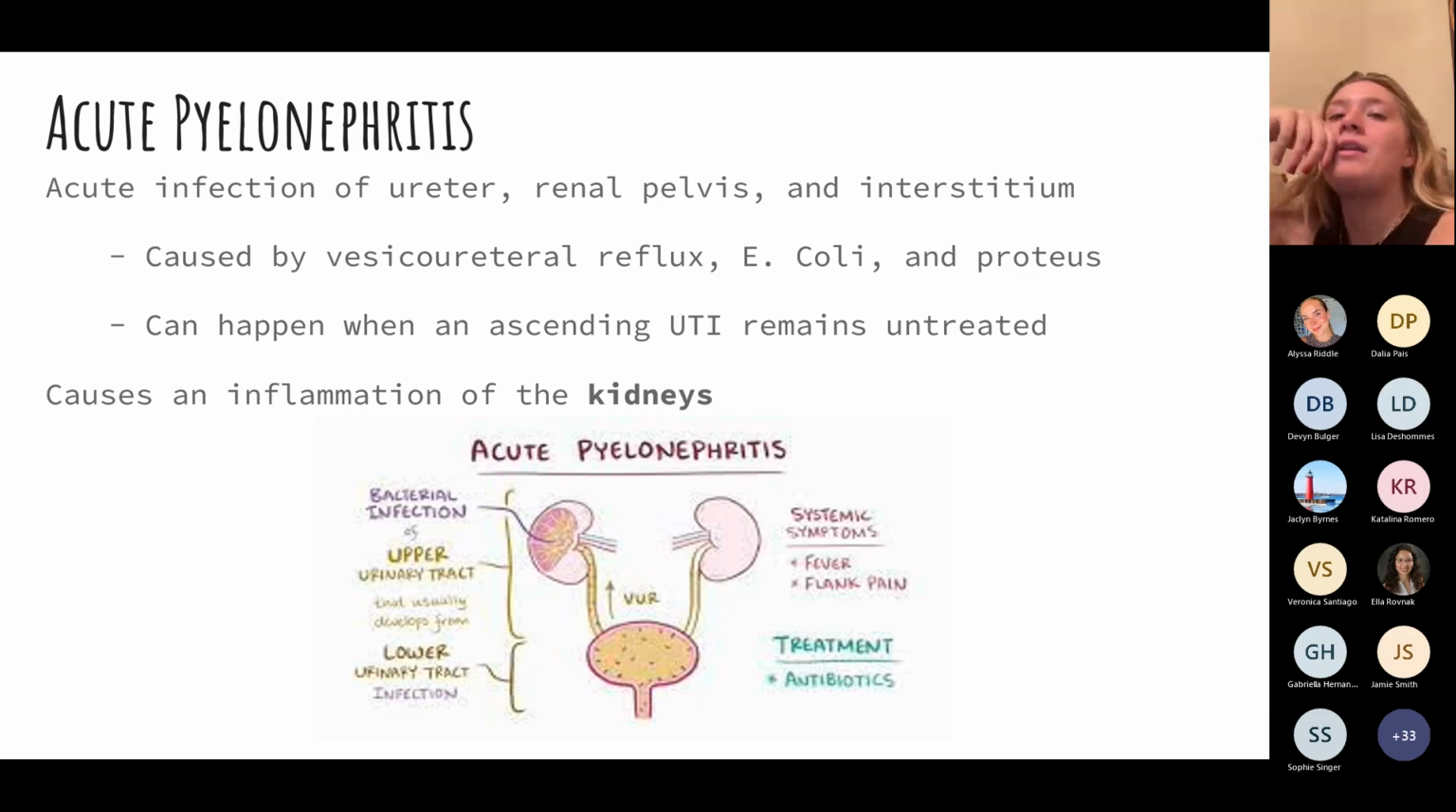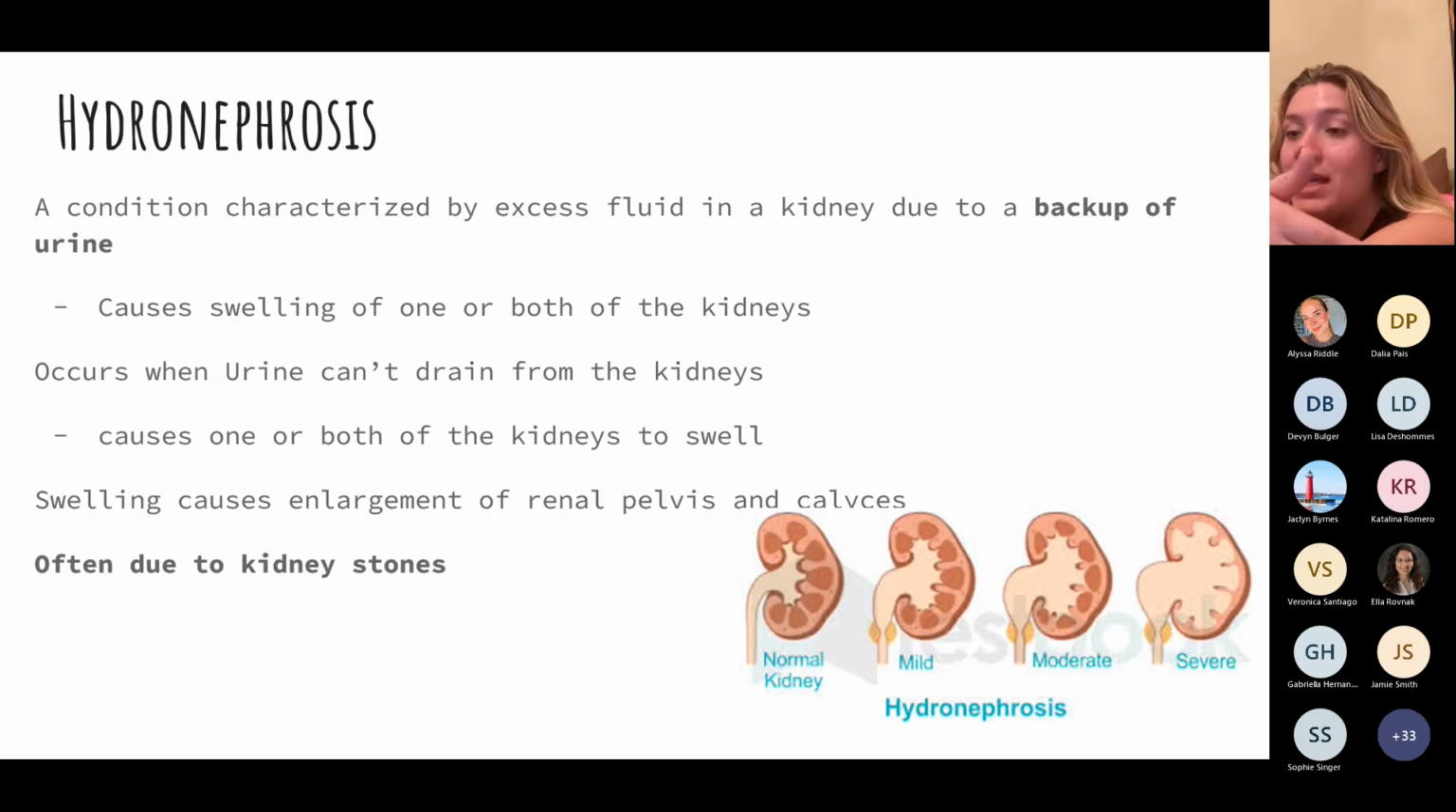So, acute pyelonephritis. This is when I get an infection of my ureter, renal pelvis, etc. Infection in my kidney. Again, this is what happens when my lower UTI becomes an upper UTI and it travels up to the kidney. It causes massive inflammation in my kidney, which is really, really bad because my kidneys do so much. They help manage my blood pressure. They help excrete toxins, filter out waste, produce urine, and if I have any damage to my kidneys, I'm going to have very bad outcomes.